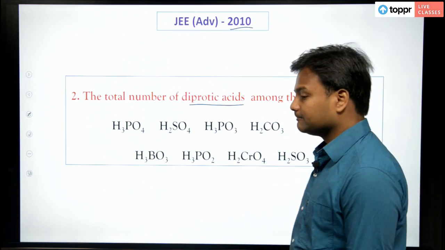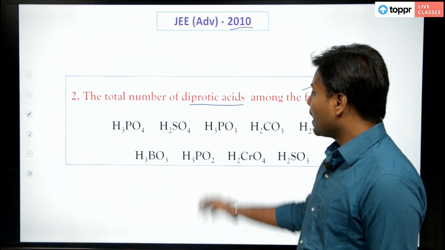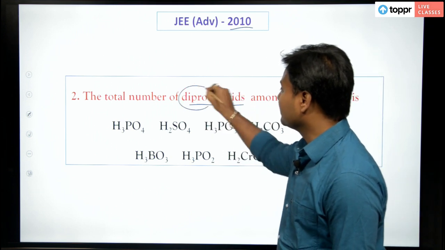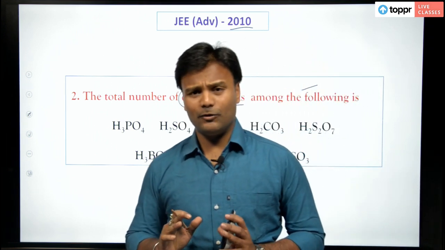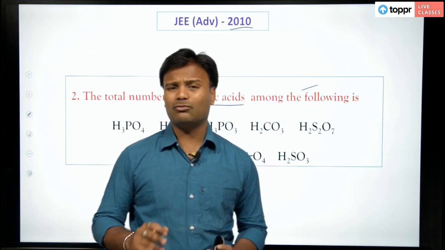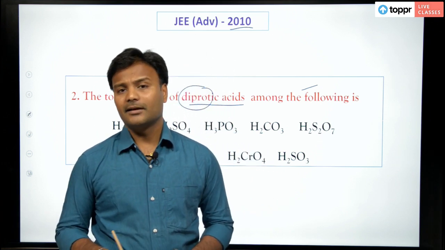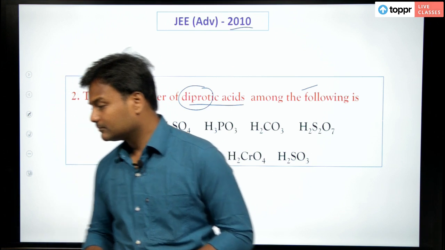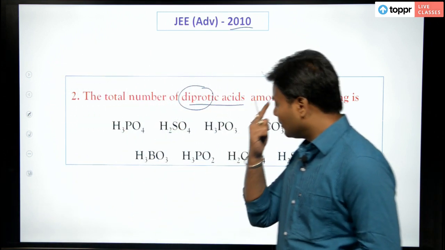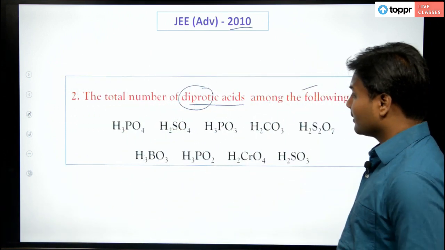What is your answer? How many are diprotic acids? By looking at the structures, can you find out which are diprotic acids? Is it possible or not? Okay, 4 or 5, right.